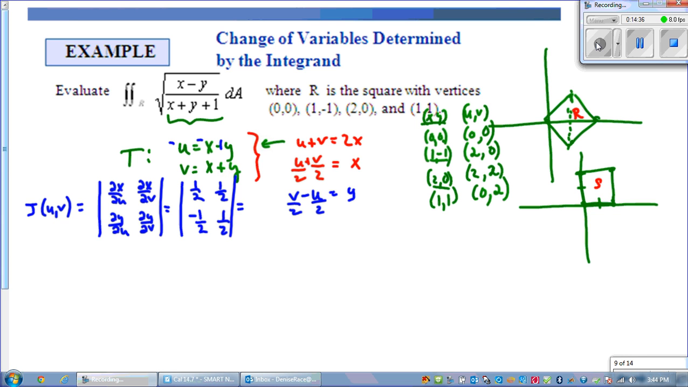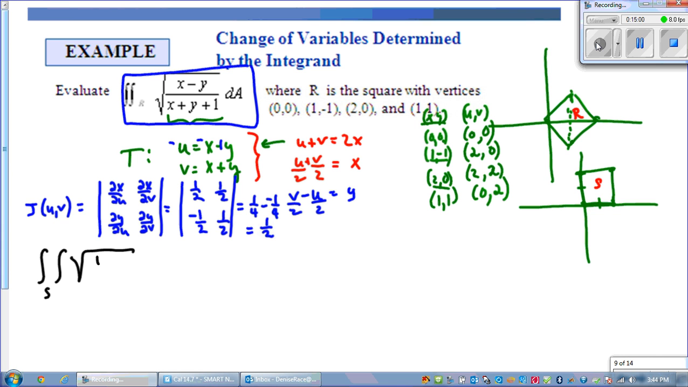So that Jacobian comes out to be a fourth minus a negative a fourth, which is just 1/2. Okay, so now setting up the integral, we're changing this integral over to the region S. The integral becomes u over v plus 1 times the Jacobian, okay? And now let's simplify a little bit more to evaluate.